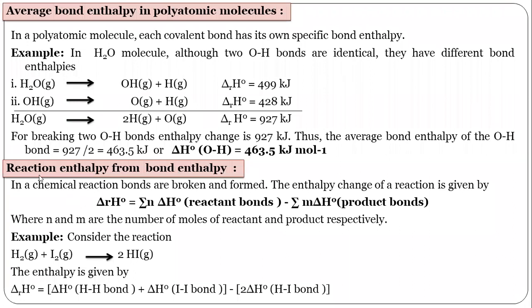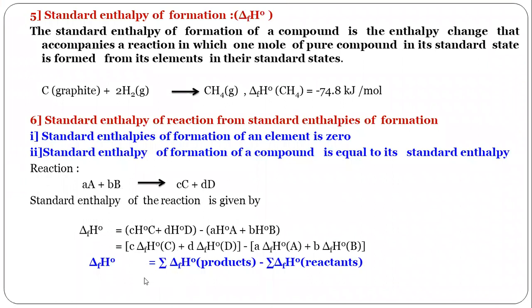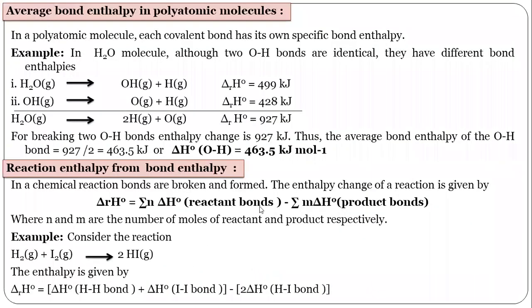Then this is the reaction enthalpy from bond enthalpy. This is a new topic introduced in thermodynamics. This is given for solving numericals. This will be required when we have to calculate the particular bond enthalpy. Remember this formula only. This formula and this formula are completely different. This is the standard enthalpy of formation. We have to use this formula: products minus reactants. But this formula is different. This is reactant bonds minus product bonds.